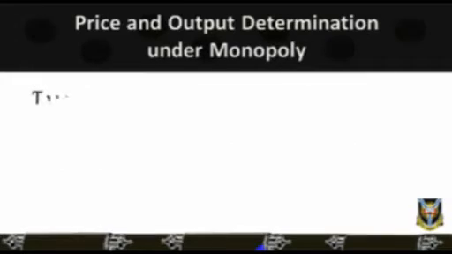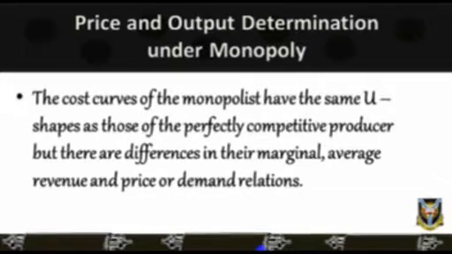The cost curves of the monopolist have the same U-shapes as those of the perfectly competitive producer, but there are differences in their marginal revenue, average revenue and price or demand relations. While the three, MR, AR, and D or P, coincide in a perfect market, the marginal revenue differs, usually lower, from the average revenue and the demand curve, which is the same in a monopoly market. This is shown below.